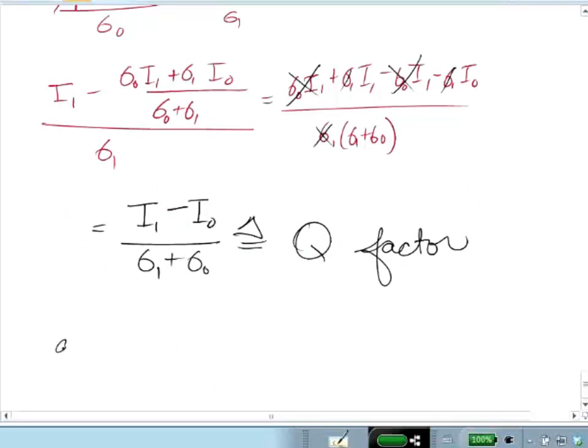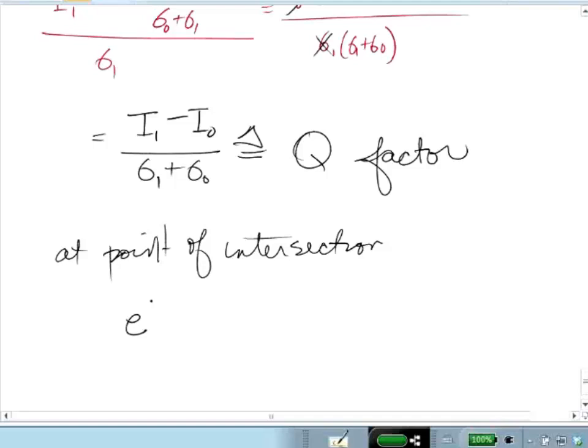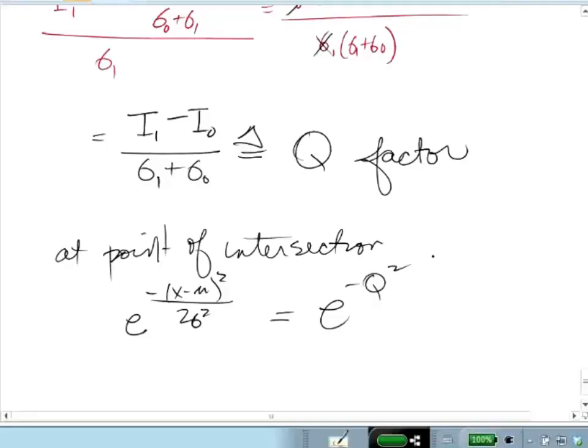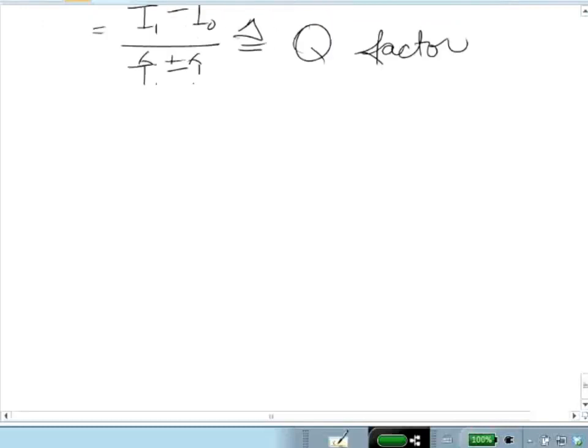So we can say that at the point of intersection, we would have e to the minus x minus the mean divided by the variance, and this would equal e to the minus Q squared in both cases. So at the point of intersection, we have this result. And of course, this Q factor can be useful when we're calculating the bit error rate.